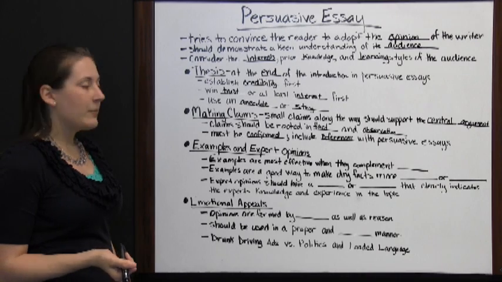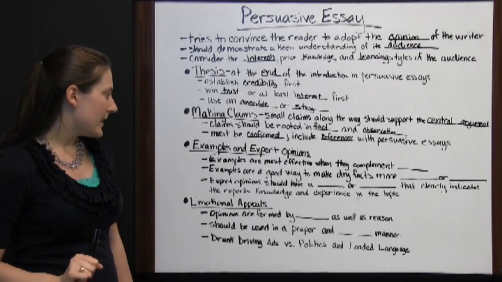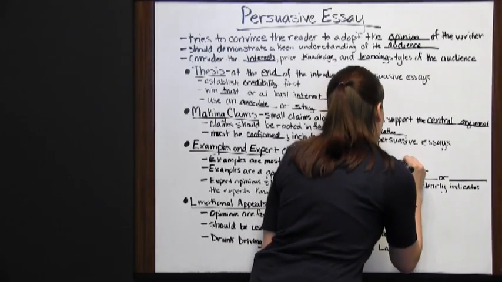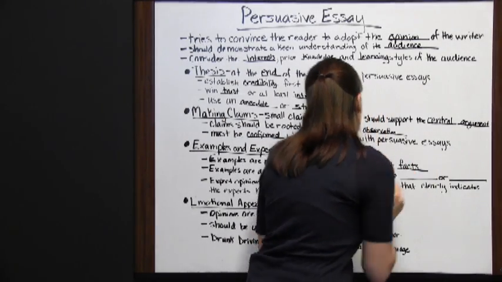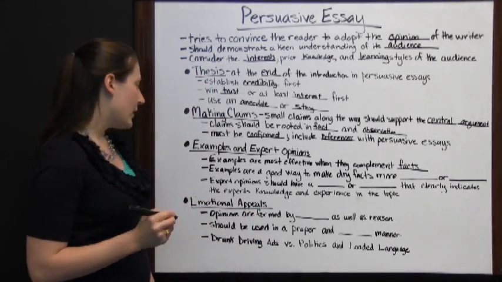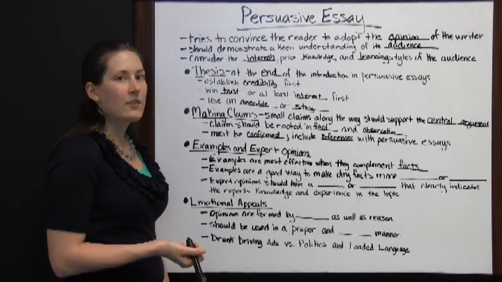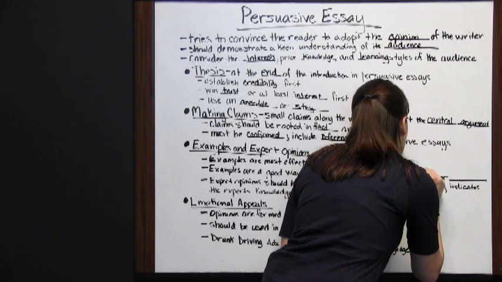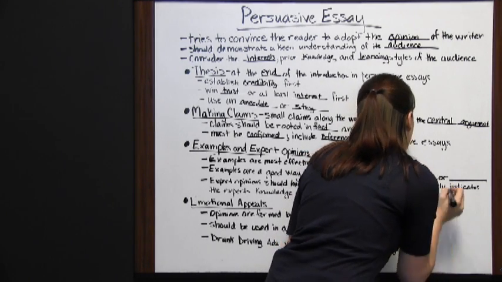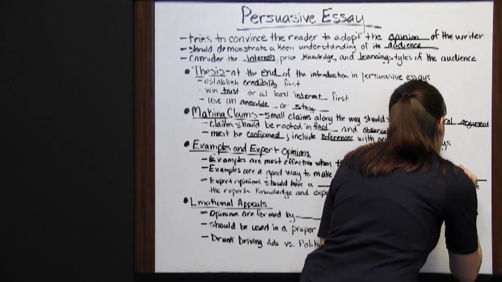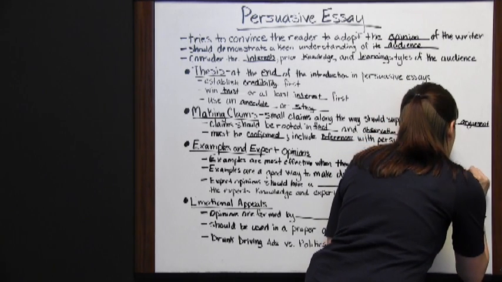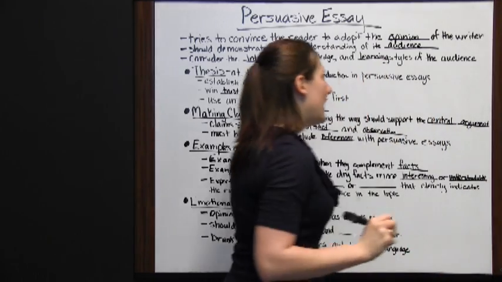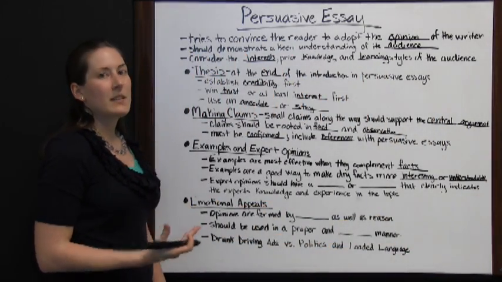Another way that you can develop your thesis is with examples and expert opinions. Examples are most effective when they complement facts. So you've laid out some facts and observations. Now give some examples that support those, because examples are a good way to make dry facts more interesting or understandable. Sometimes a writer will present a fact and you'll say, I don't really know what they mean by that. But if they give you an example to back it up, then you say, oh, that's what they meant.